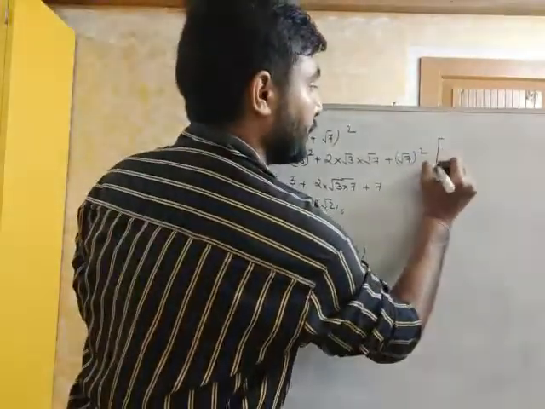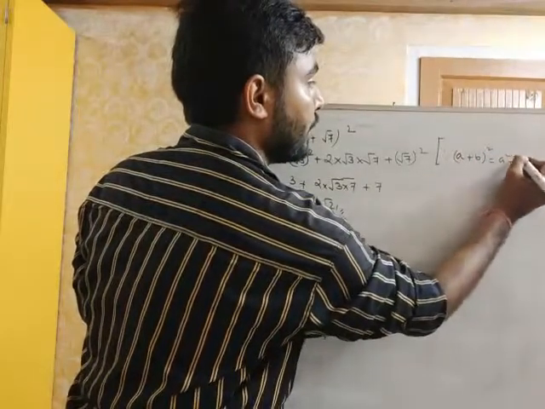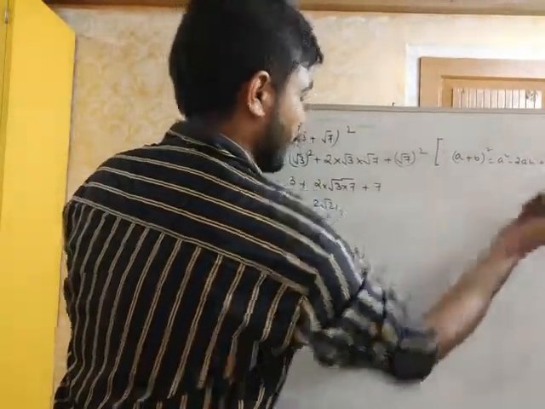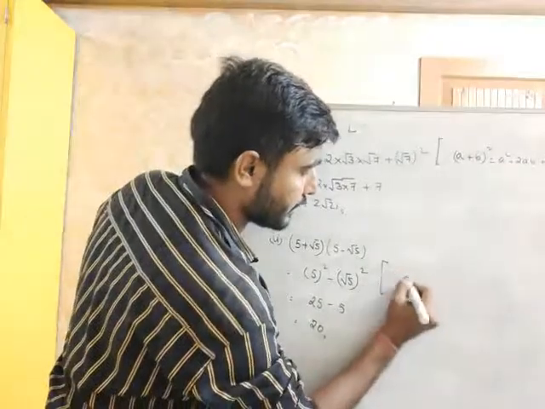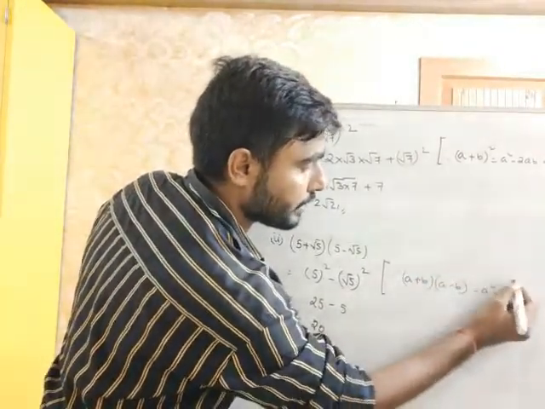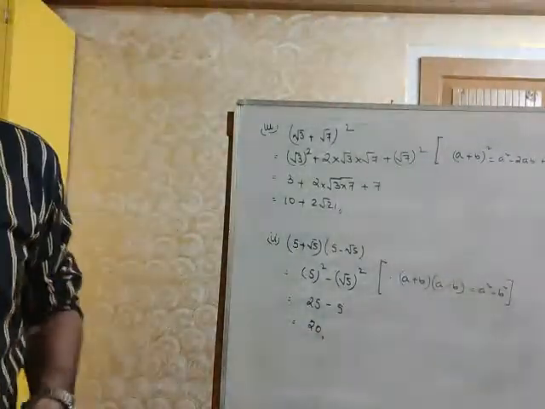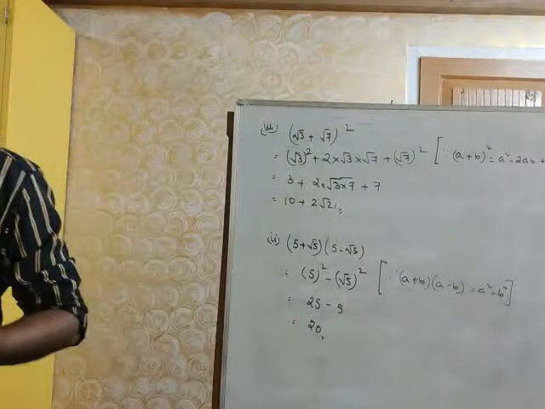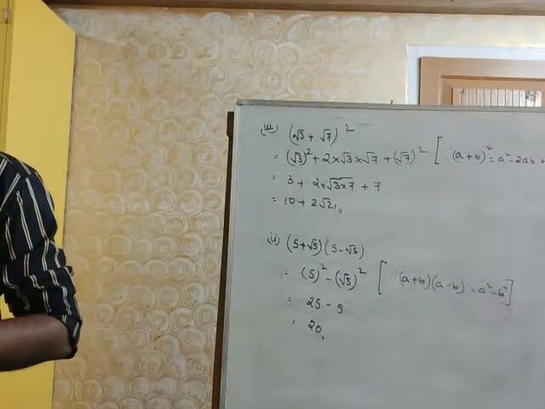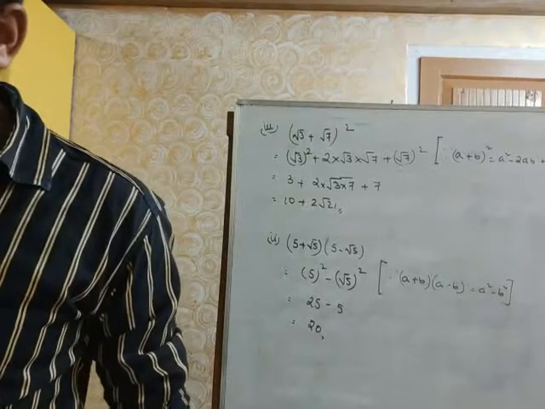Here you need to mention that since a plus b whole square is equal to a square plus 2ab plus b square. Here also you can mention that since a plus b into a minus b is equal to a square minus b square. We have the formulas and from there we are doing it. Is it clear everyone?